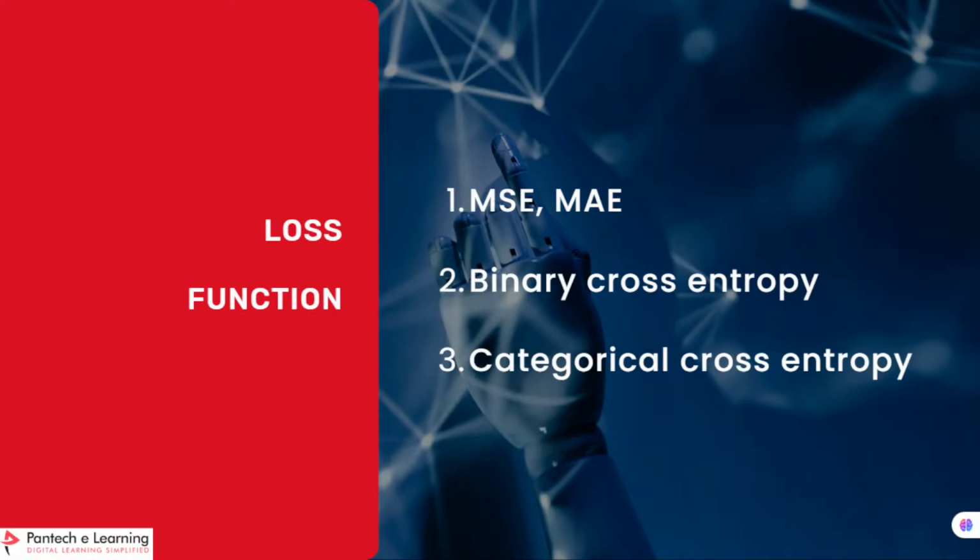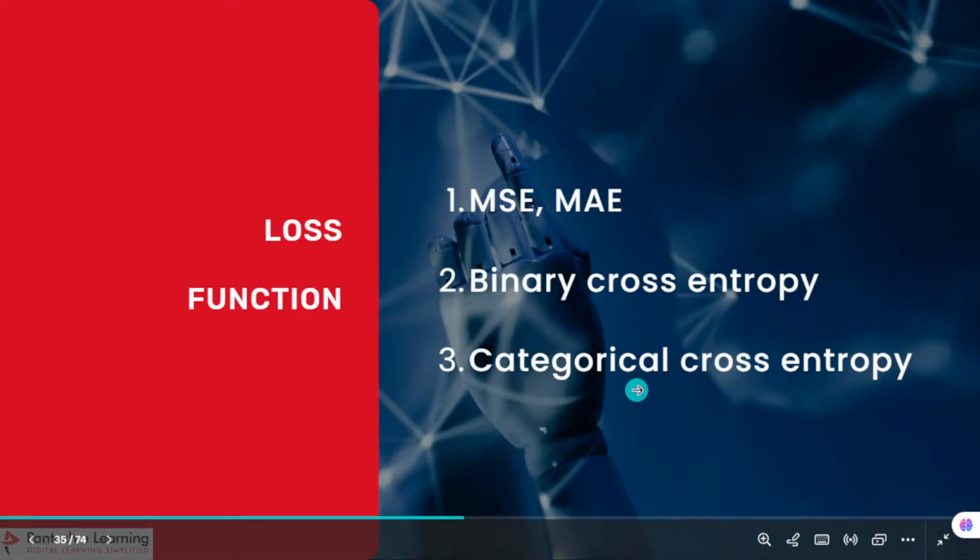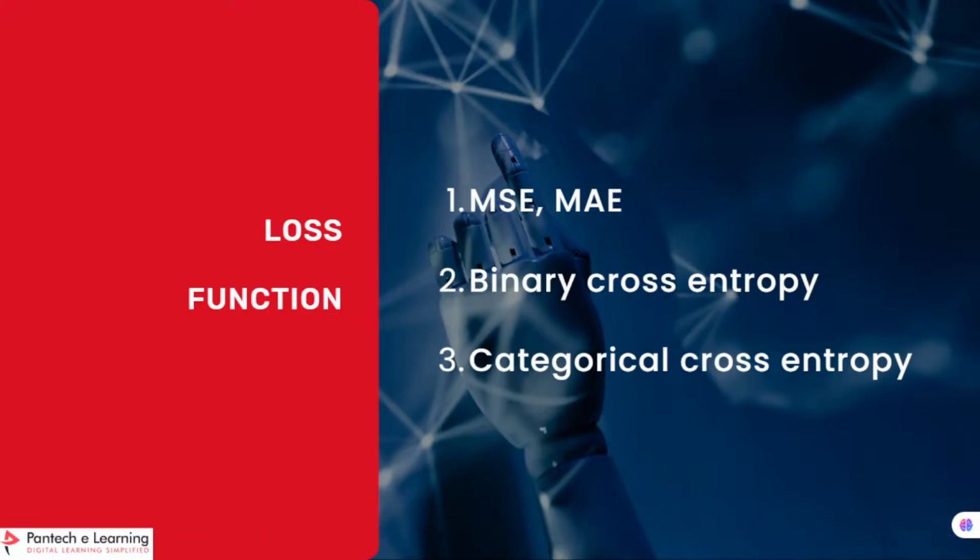Coming to the third option, categorical cross entropy is what you use for multiple classification. So you can compare the activation functions and loss functions easily. For the regression part, I can take the activation function as linear with the loss function of MSE and MAE. For multiple classification, I can take softmax along with categorical cross entropy. And if I want binary classification, then I have to take sigmoid as well as binary cross entropy.